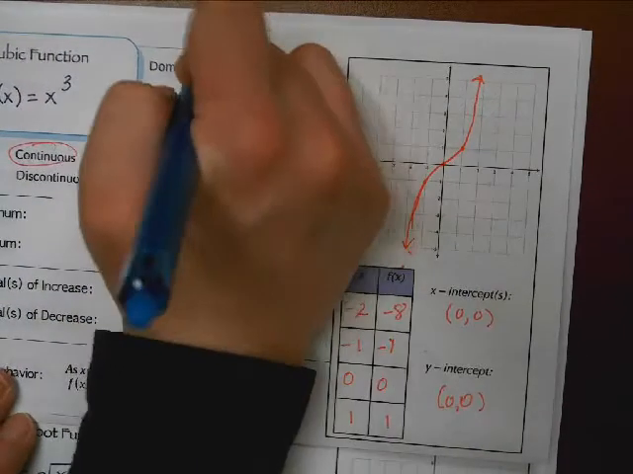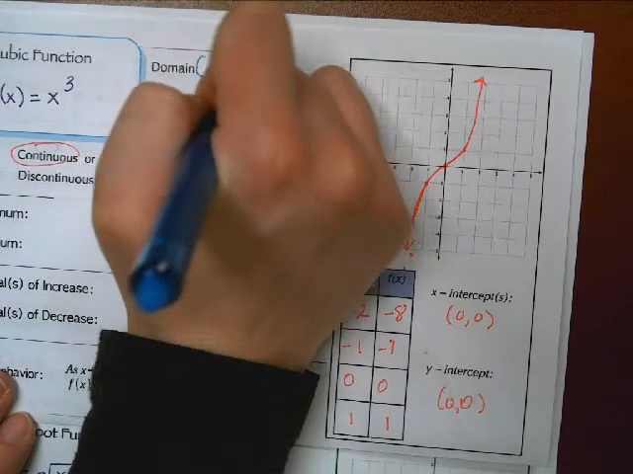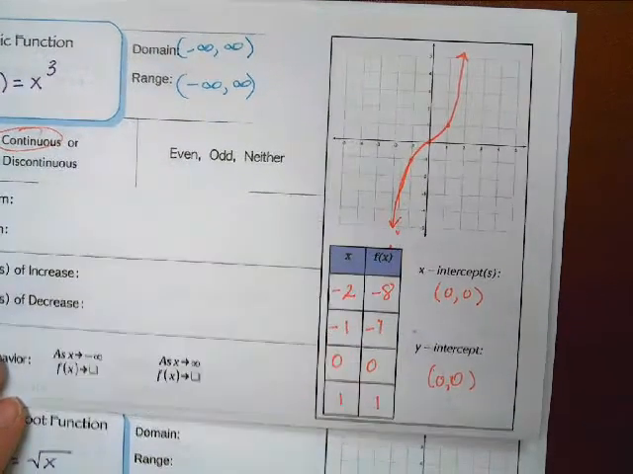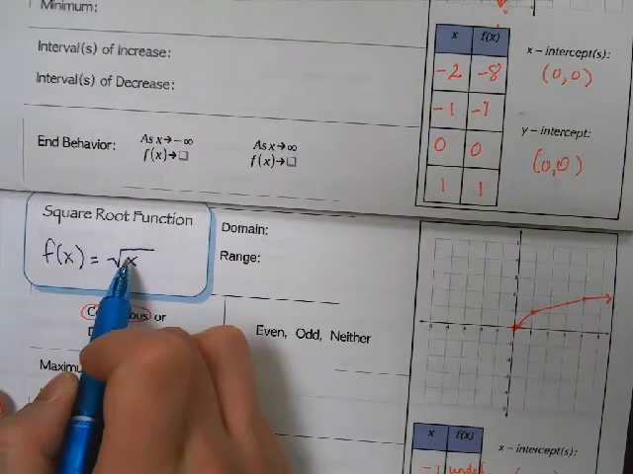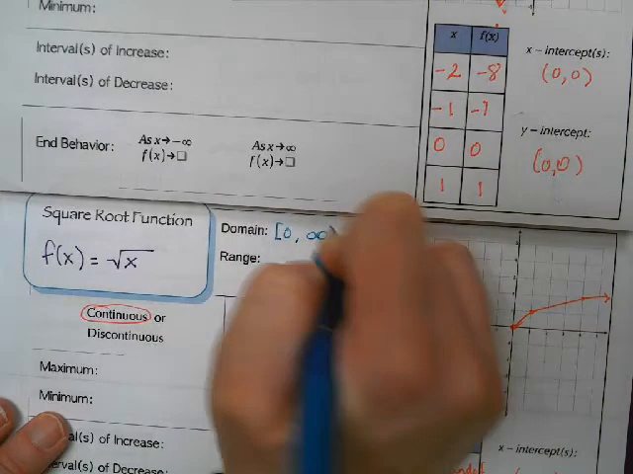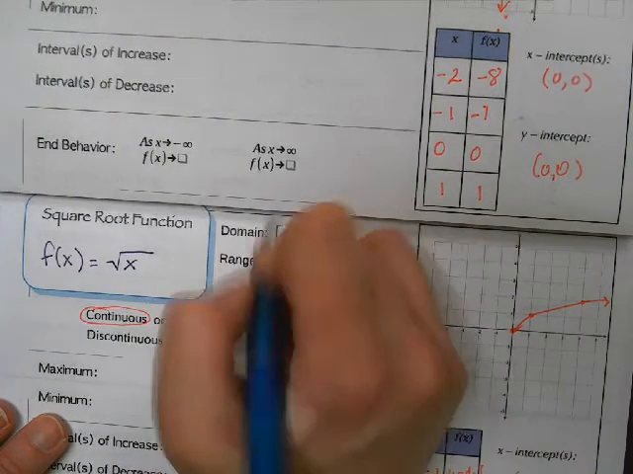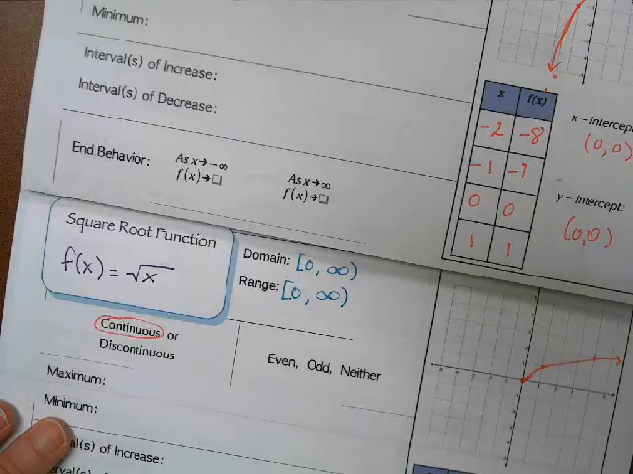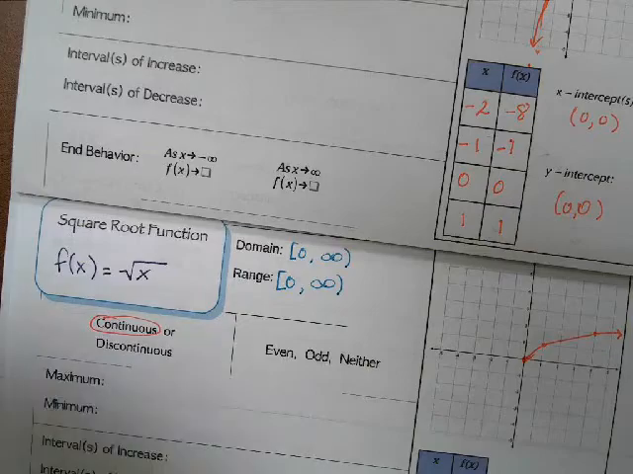Cubic function, there's no restriction. The domain is all real numbers. So is the range. The square root function, we're not allowed to put negatives. So the domain starts at 0, goes to infinity. And the range is also from 0 to infinity. Right?